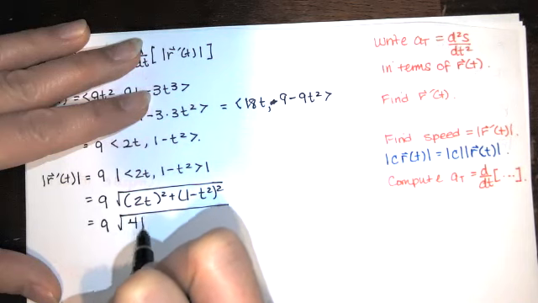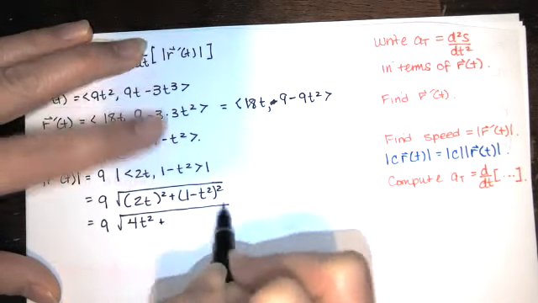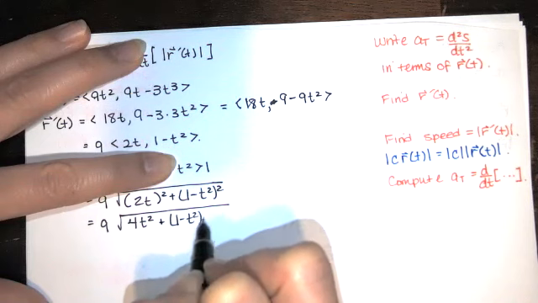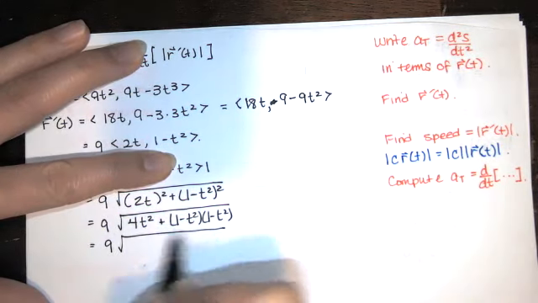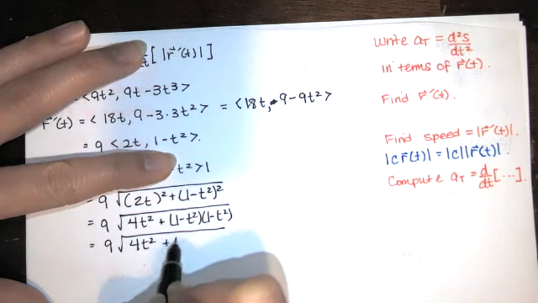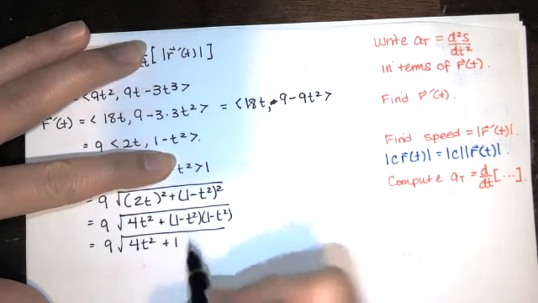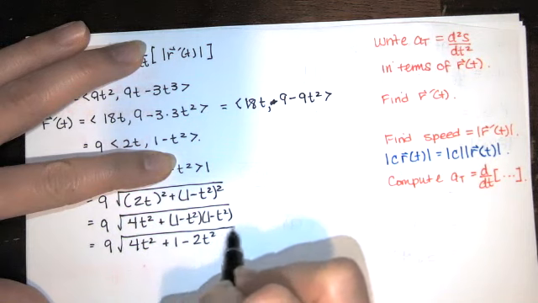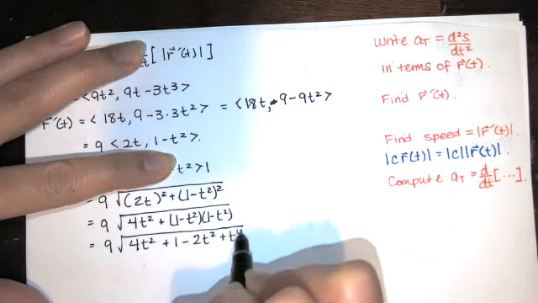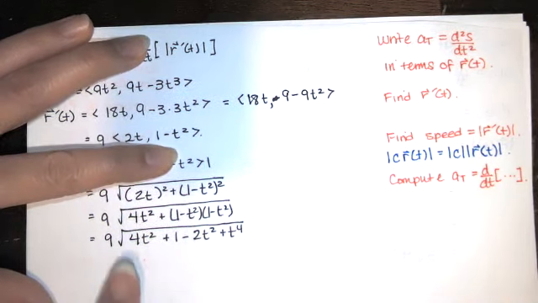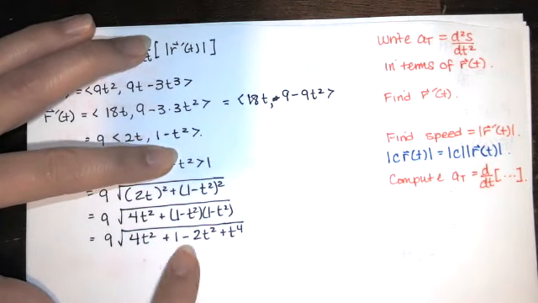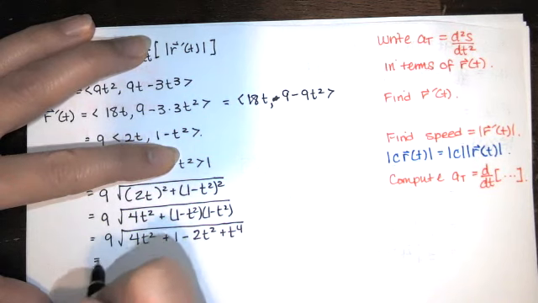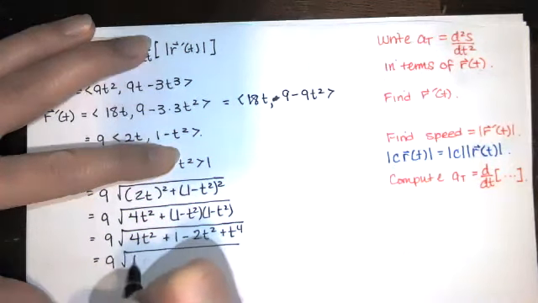So we have 4t squared here. This is 1 minus t squared times 1 minus t squared. If you write that twice and FOIL, you'll have 1 minus t squared is minus 2t squared, and negative t squared times negative t squared is positive t to the 4th. And the positive 4t squared and the negative 2t squared simplifies to a positive 2t squared.